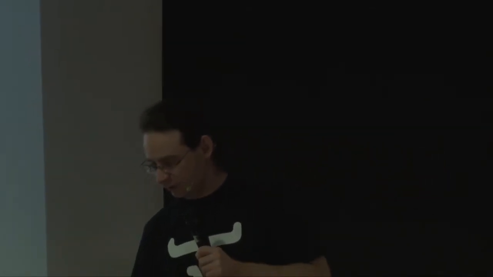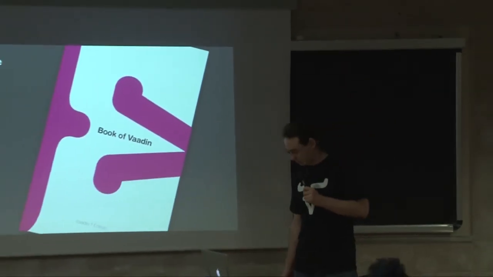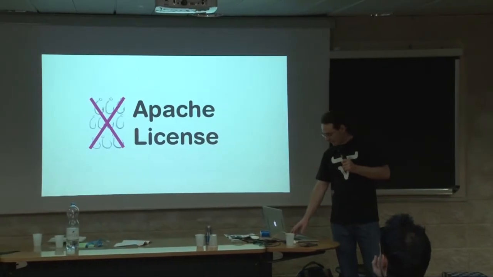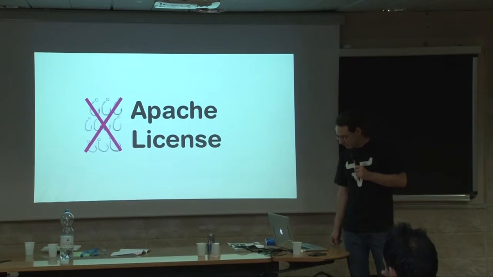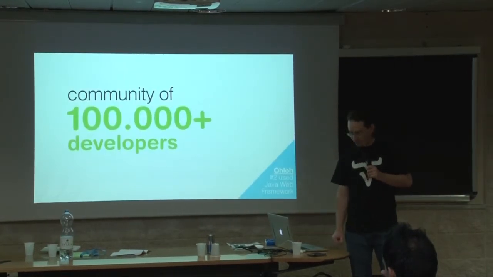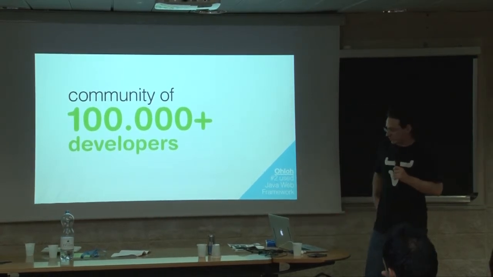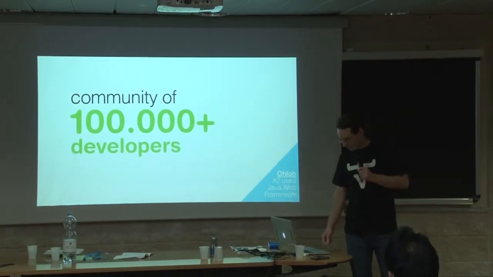So we have the API, the book. The Vaadin book is available for free for download. At some conferences, we give it out for free as a hard copy. And Vaadin is distributed under the Apache license, as I already said. No hooks attached. And we have a large community of about 100,000 developers. Quite difficult to estimate, but that's what our website usage shows.